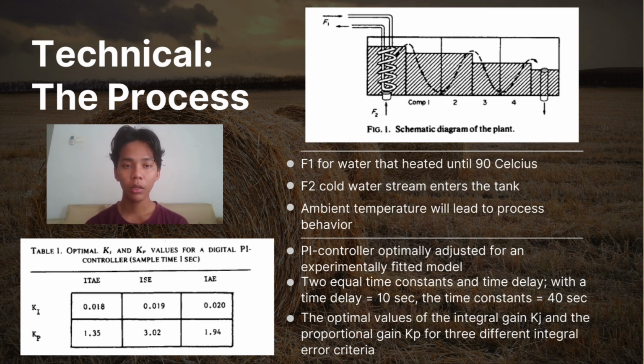The optimal values of the integral gain Ki and proportional gain Kp for three different integral area criteria. As you can see in the table above, the optimal Ki and Kp values for a digital PI controller. This is for a sample time of 1 second.